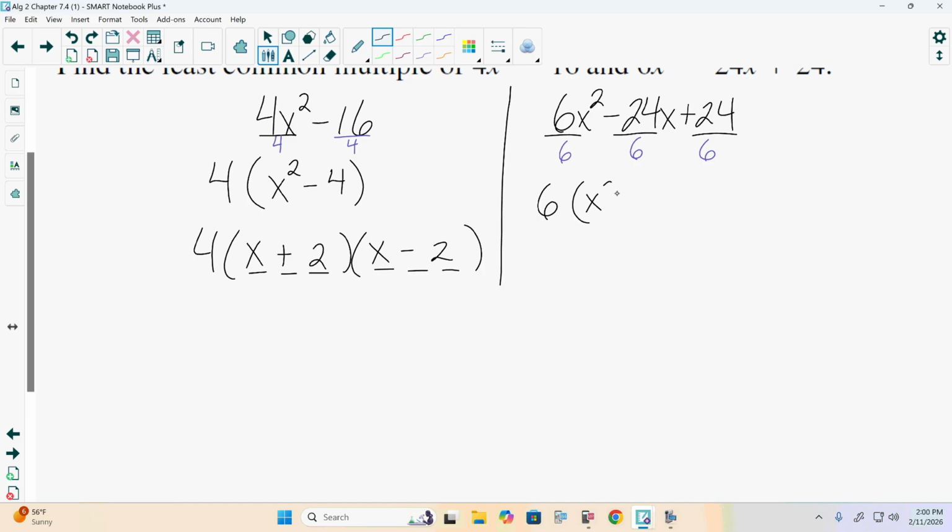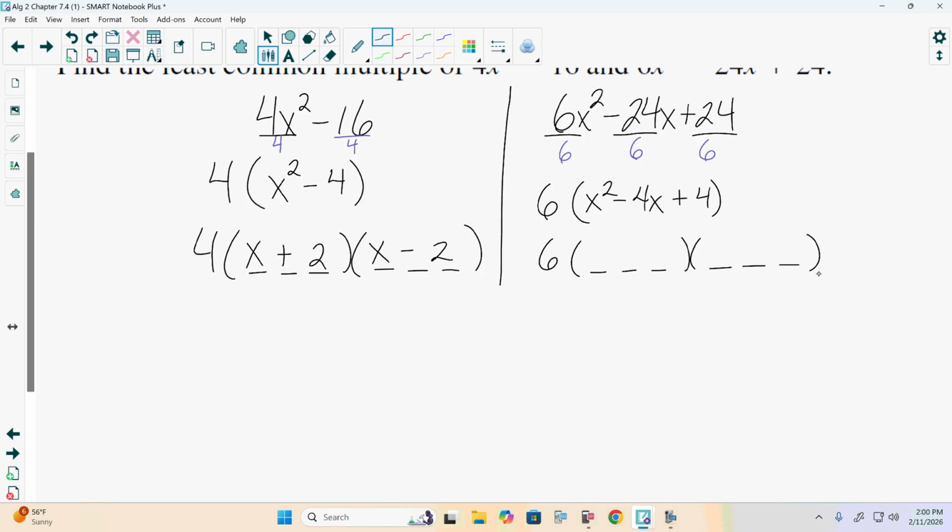So it'd be x squared. 24 divided by 6 would be 4, we still have our x, and lastly, the 24 would be 4 as well. So we have 6 times x squared minus 4x plus 4.